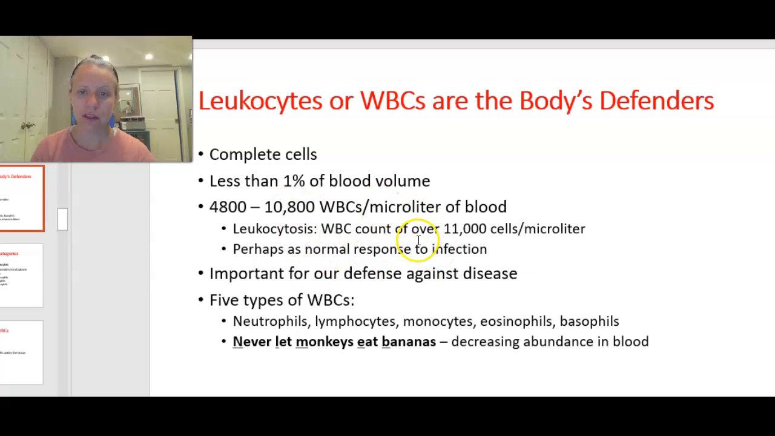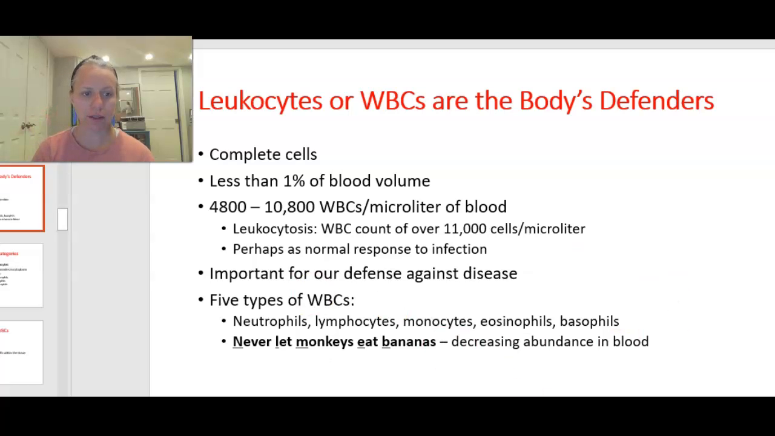So if a person has higher than 11,000 white blood cells per microliter, then they are in leukocytosis. That can be a result of just a normal response to an infection. Again, like I said, these cells are important for our defense against disease. And we have 5 types of white blood cells. We saw them briefly earlier. Now we're going to delve into them, right? There are 5 types: neutrophils, lymphocytes, monocytes, eosinophils, and basophils.